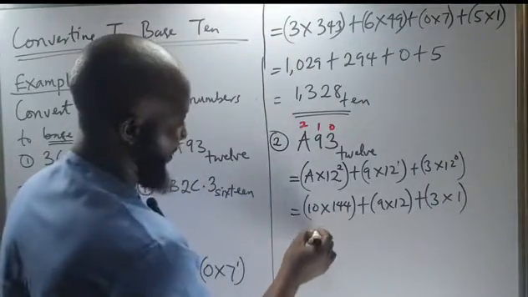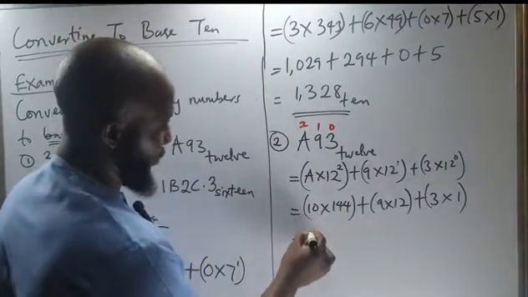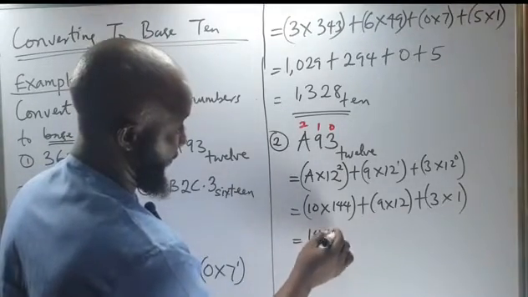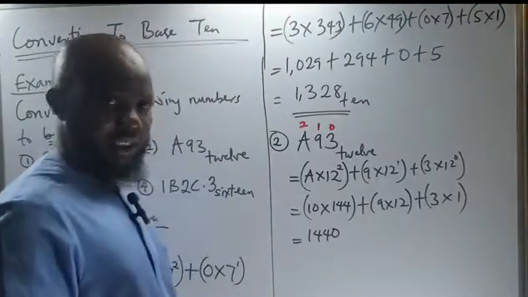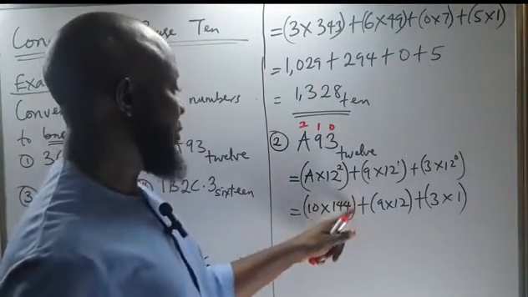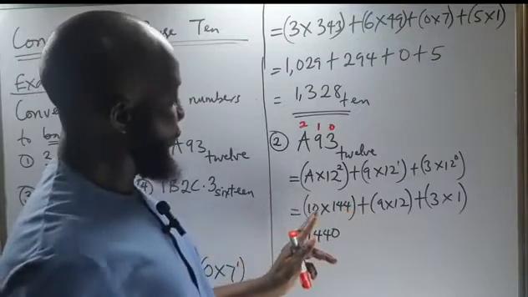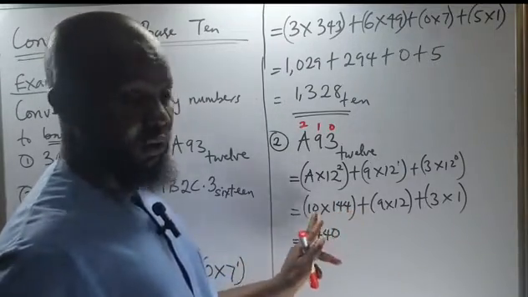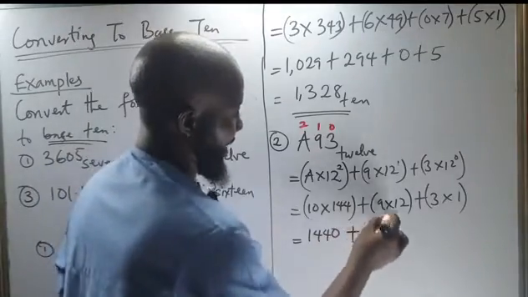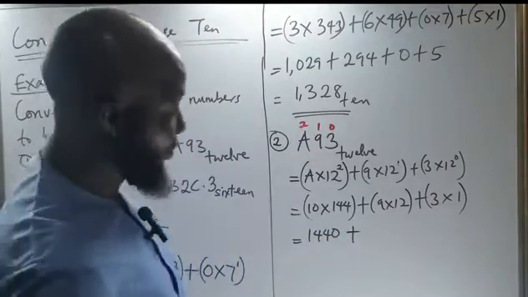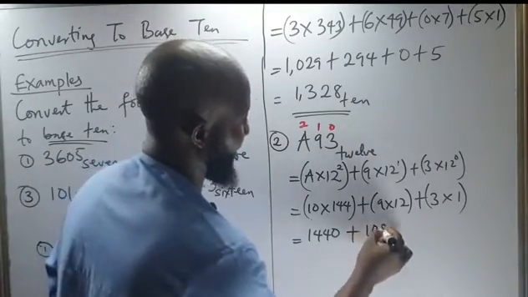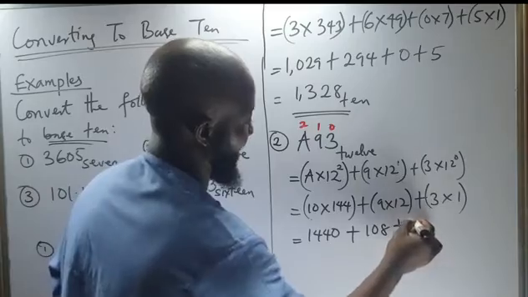So 10 multiplied by 144, that will be what? 1440, sorry. So this is multiplication by power of 10. Just add 0 at the back of this one. If it is 100, you add 2 zeros at the back. If it is 1000, you add 3 zeros at the back. Right? Plus 9 times 12 is what? 108. 108 plus 3 times 1, that is 3.